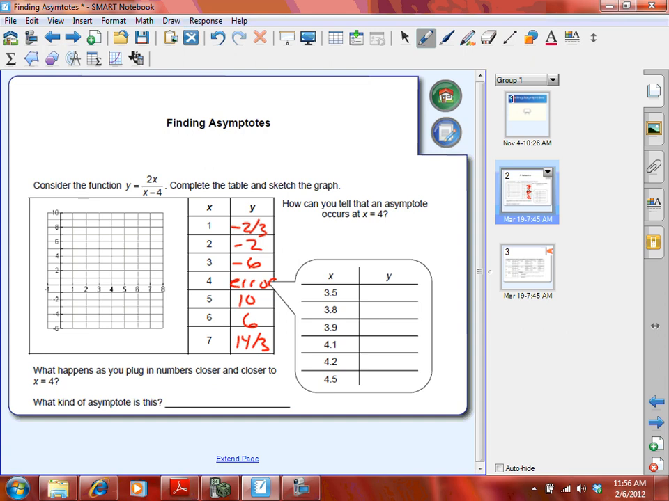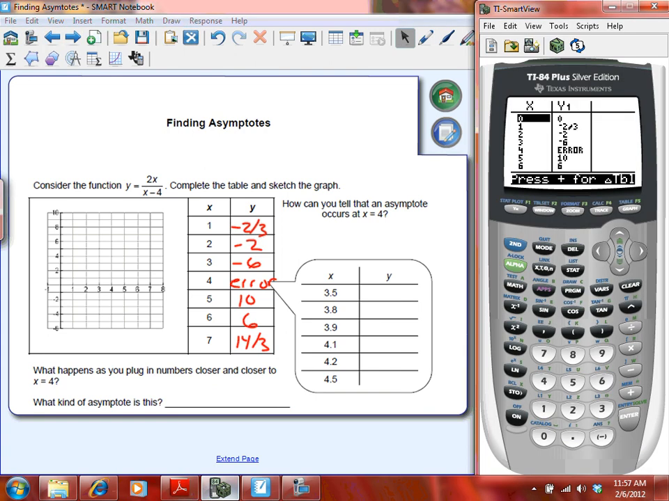Now I want to extend that table, and I want to look at 3.5, 3.8, 3.9, and so on. So how am I going to get to see those numbers in my table? Right now it's not going to show up. Does anybody remember how we can get these to show up in our table? How can I get the 3.5, 3.8, 3.9? Second window.